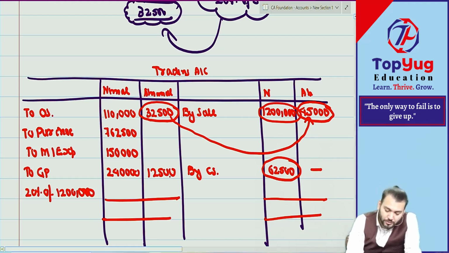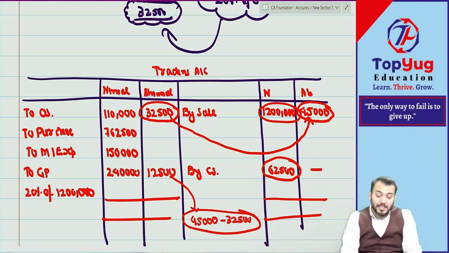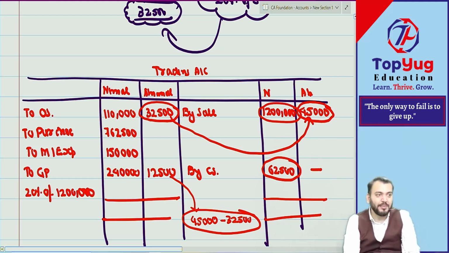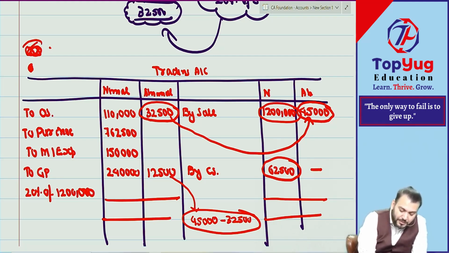Understood? So this came, if you want to write down, 45,000 minus what? 32,500. Correct. So whenever they give normal and abnormal, this is the best way to do. And what is the closing stock now? 62,500. However, you can also calculate in statement format. So this is one way. Which question number are we doing? Illustration number 8.